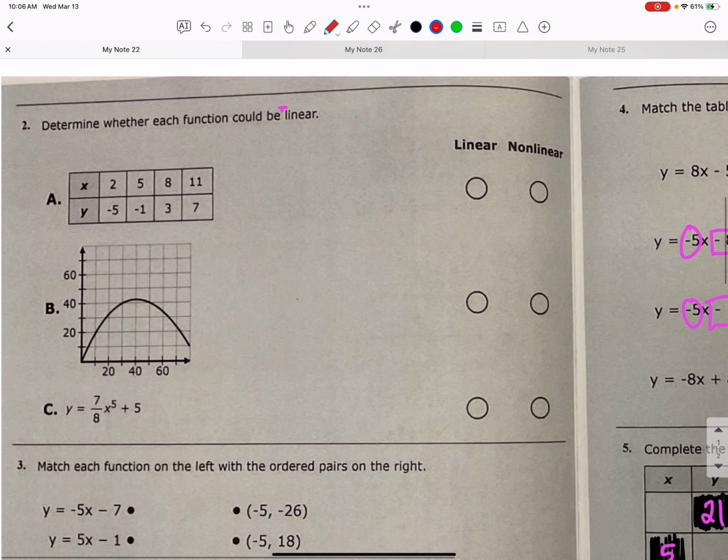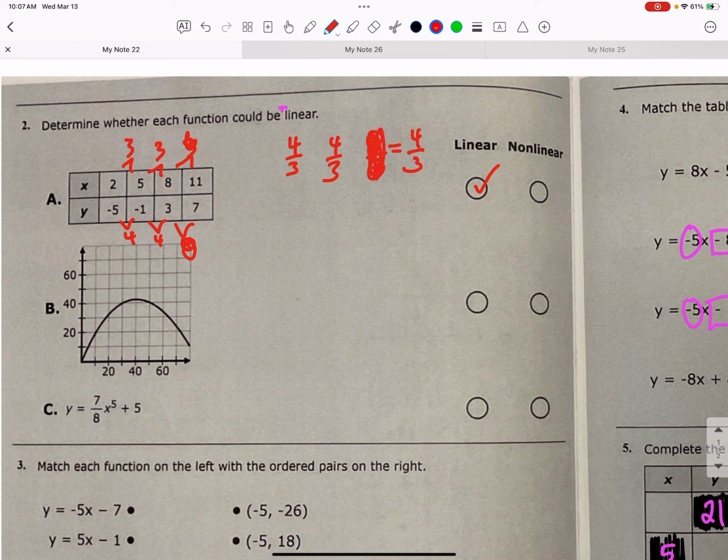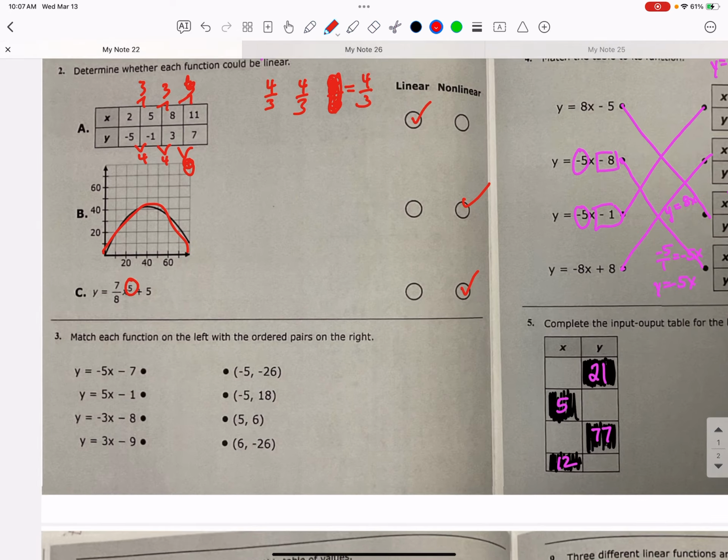Number 2, let's see. There's my y. It goes up 4 over 3. Okay, this goes up 4 over 3. This goes up 4 over 3. Since all the slopes are the same, this is a straight line. Even if it went up 8 and over 6, and you're like, wait, is that a straight line? Yeah, because when I divide by 2, that's still 4, 3. So you can tell it's a straight line because all the slopes are the same. This is not linear. It curves. This has a power, so it's going to curve.